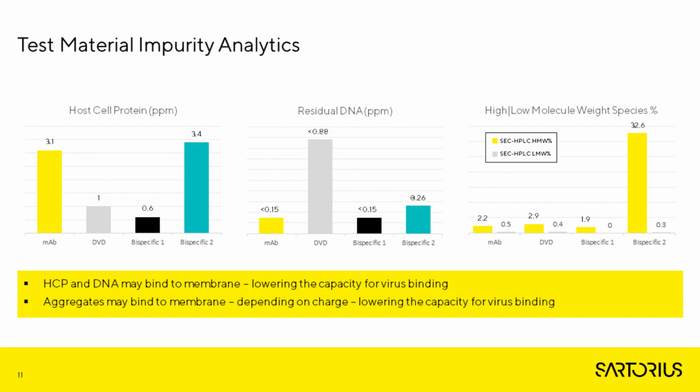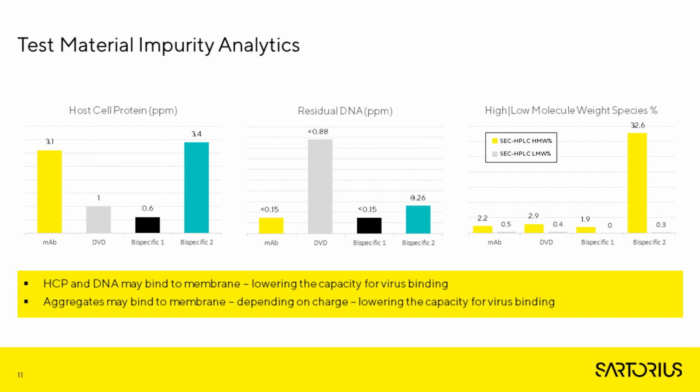So now let's look at the impurity analytics. So we know that DNA and host cell protein should be negatively charged at pH 7.2 and should bind to the membrane. So here we see that all of our test materials contain low amounts of host cell proteins, with the exception of MAB and bispecific 2, which are slightly higher than the DVD and bispecific 1 molecules. Residual DNA level is below detection for all of the test materials.